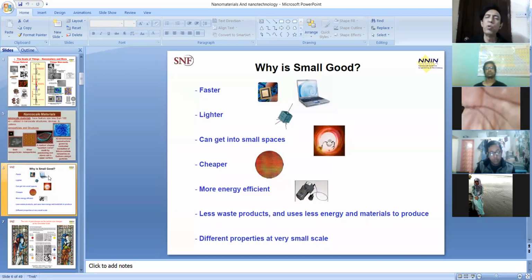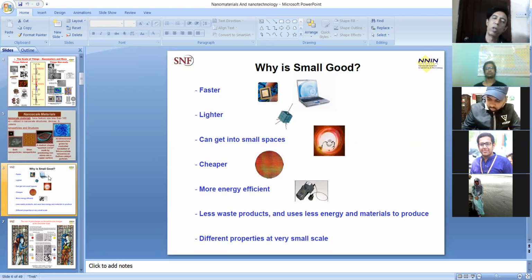Now, why do we want nano? Why is small good? First, because it is small, it works faster. And because it is small, it is lighter. A small thing must be lighter. And it can get into small spaces. It requires very little space to keep.